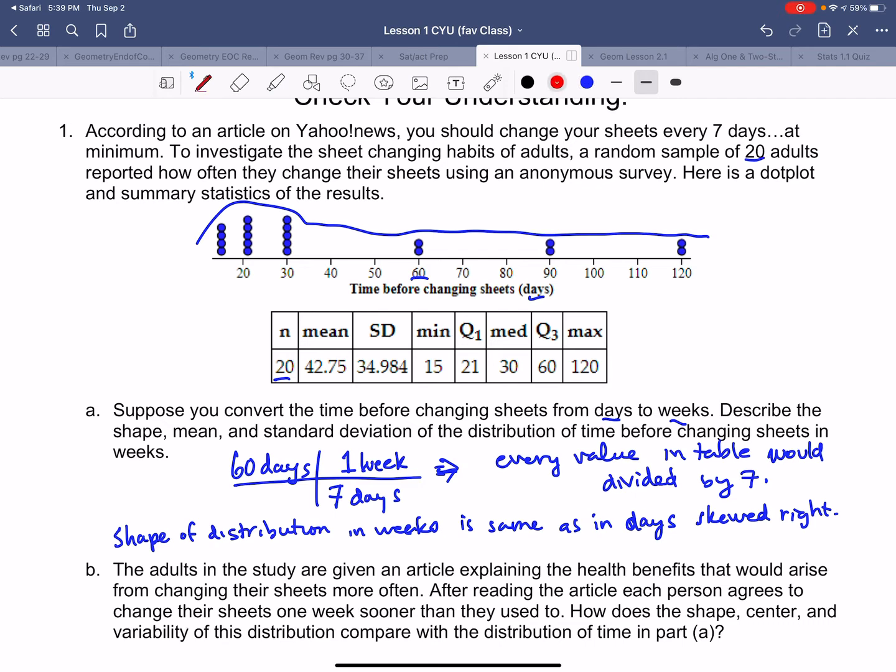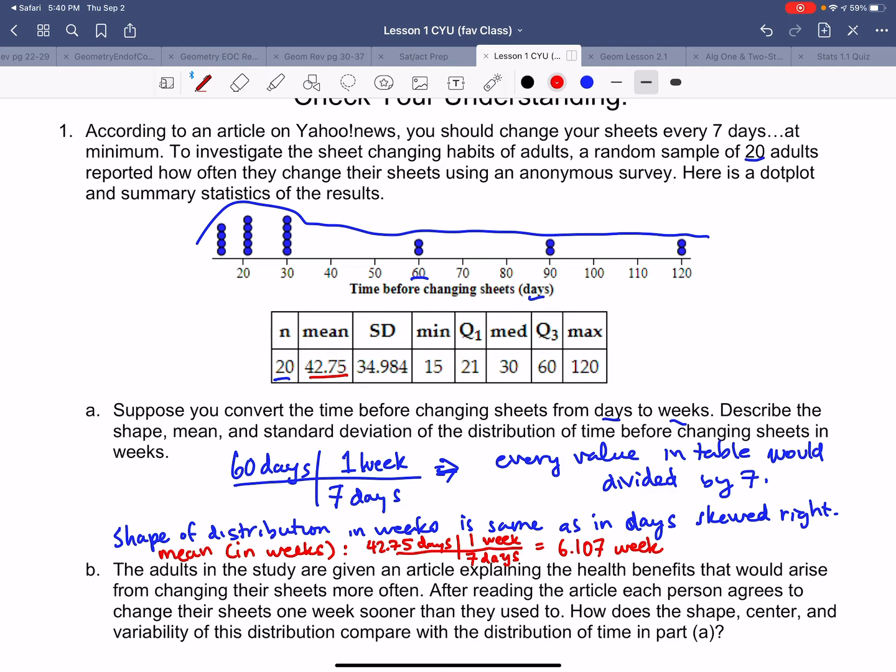All right, what else? Well, our mean in weeks would be different, right? So our mean in days is 42.75 days. So if I converted this, I'd have to divide. And when I divide the number 42.75 by 7, I get a different number, right? The average would be 6.107 weeks. And that makes sense, right?